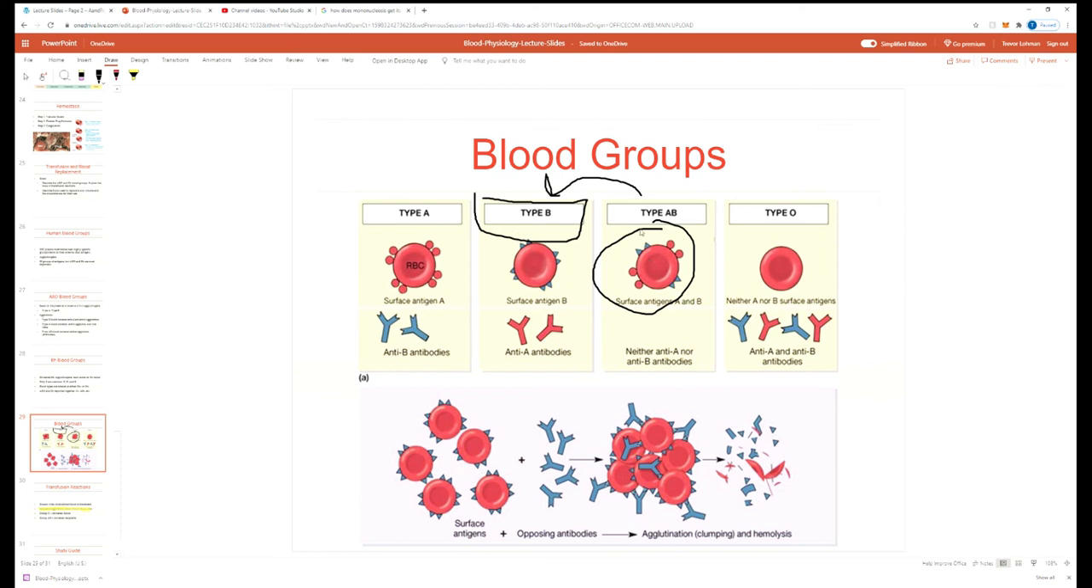The opposite wouldn't be true if I gave B to AB. AB is the universal recipient because there are no antibodies. There are no anti-A or anti-B antibodies. Okay, and that just leaves us with type O.